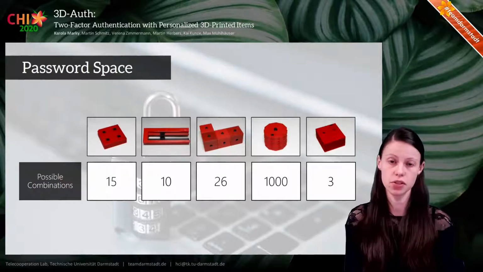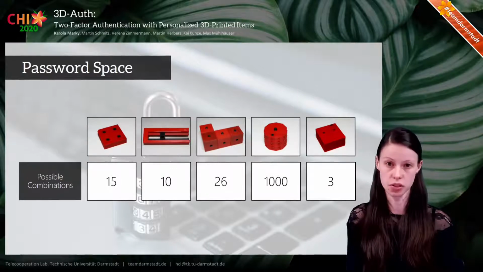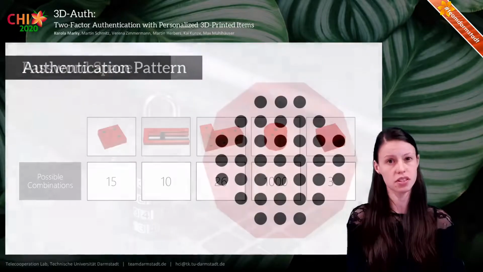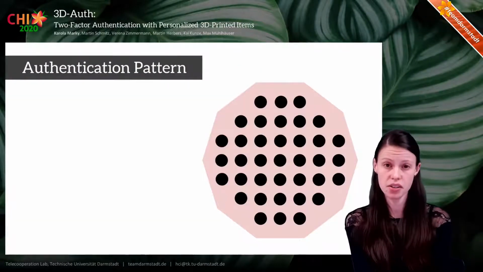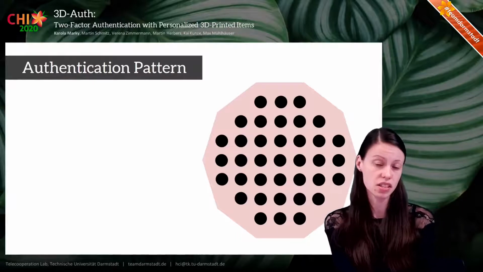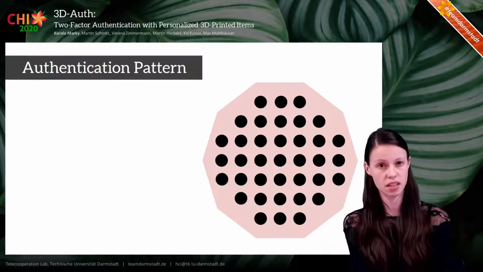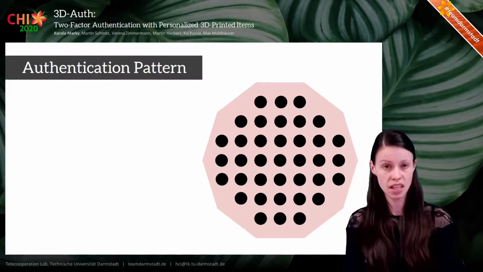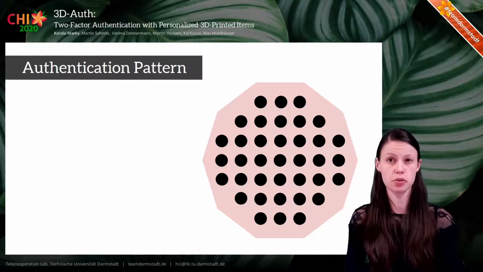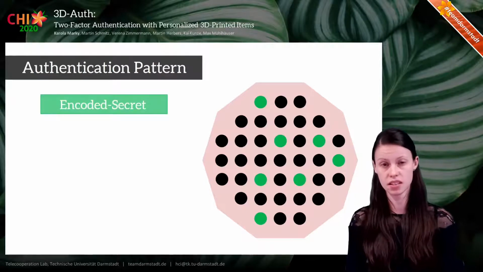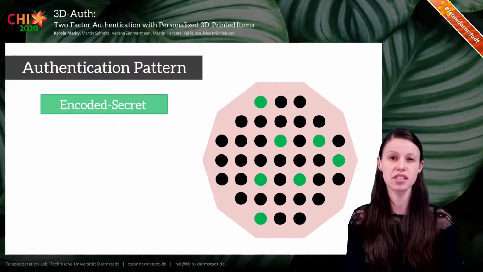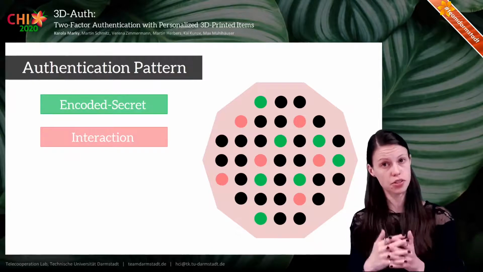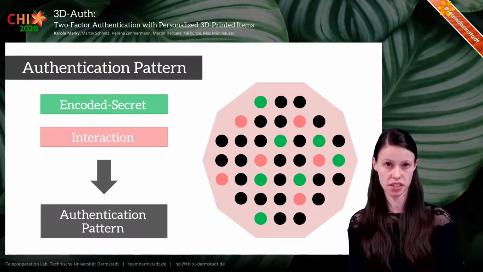So now I would like to show you how we aim to secure 3D-Auth items, and it is also discussed at length in the paper. Therefore, we revisit the authentication pattern. We consider the authentication pattern to be a set of dots in the bottom of the 3D-Auth item. It doesn't have to be uniform, it could be any kind of distribution. Those dots are turned into touch points at first by the encoded secret. Then, depending on the interaction, a second subset of conductive dots is turned into touch points, and those 2 together form the authentication pattern.